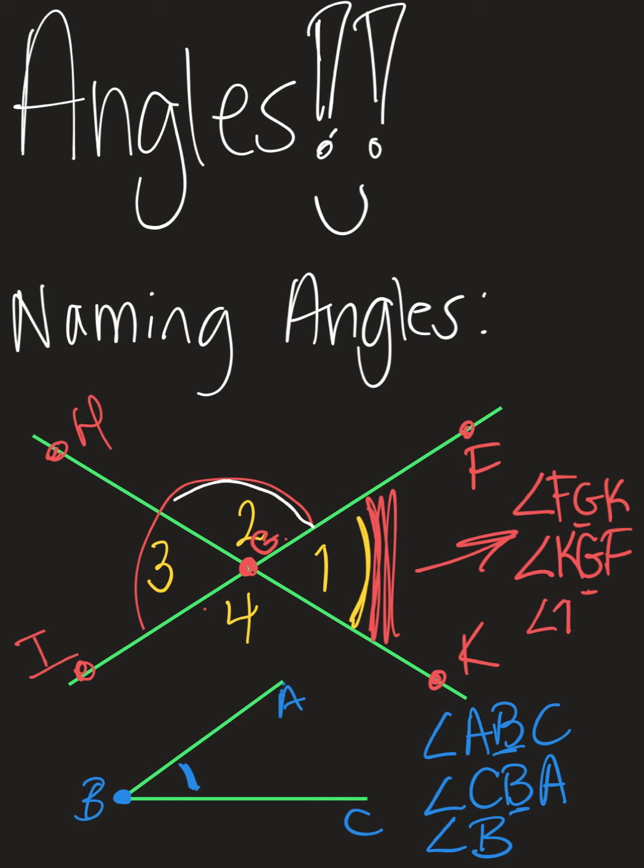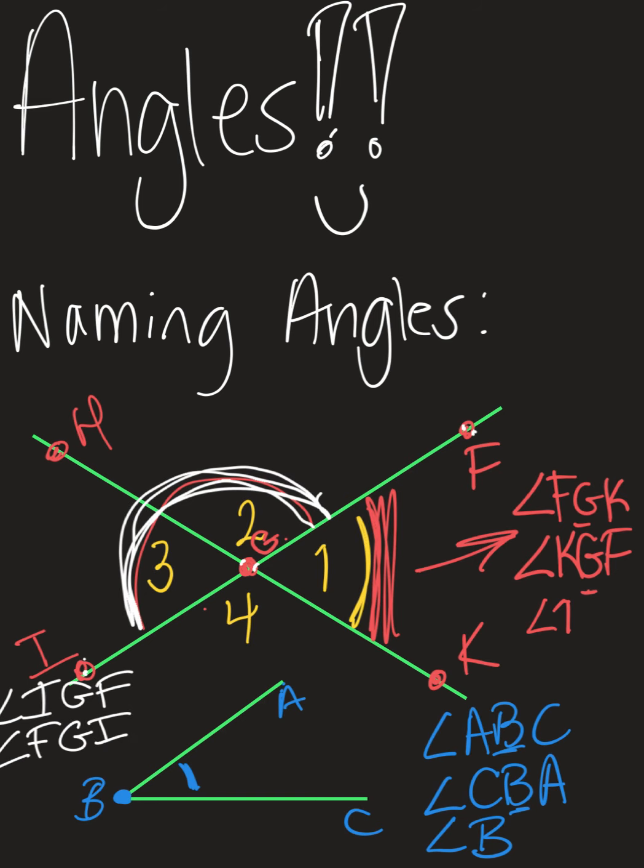Now let's say that I am using angle 2 and 3 together, like I just mentioned, okay? If I did want angle 2 and 3 together, because they are two angles kind of combined, when it comes to numbers, I can't just call it angle 2 and 3. I would have to use the letters, and I need to use three letters again. So I have IGF or FGI, okay? So angle IGF or angle FGI would be ideal for that angle, okay?